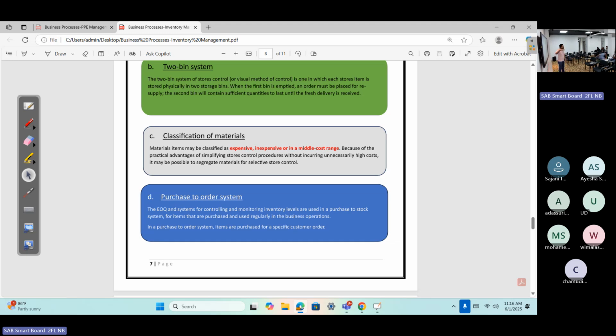But purchase to order system means once you get the order from the customer, let's say 2 units of chairs, then the relevant raw materials for those chairs only you will purchase from your supplier. Then based on that you will manufacture the chairs and supply to your customer. So once you get the order from your customer, only the relevant raw materials you purchase from your supplier and fulfill that order. You won't keep any additional stocks in the stores. Clear?